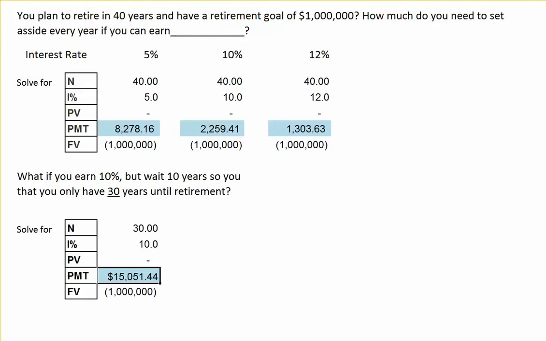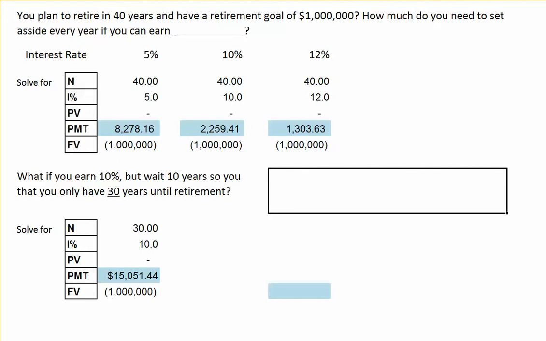This emphasizes why it's so important to start saving early when you plan for retirement. Don't wait until you're 30 or 40. As soon as you're out of school and begin to save, start setting aside money, because the amount you need to set aside is much smaller.